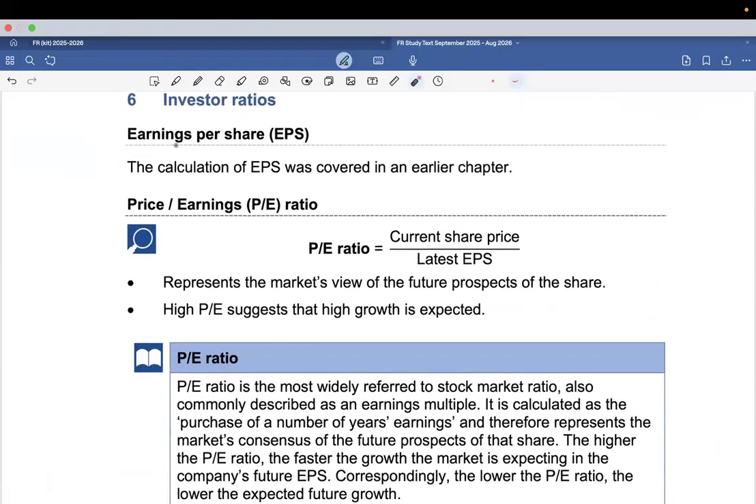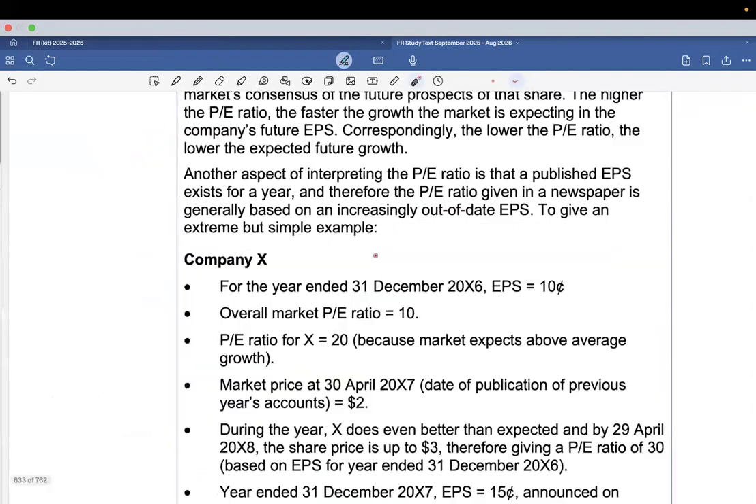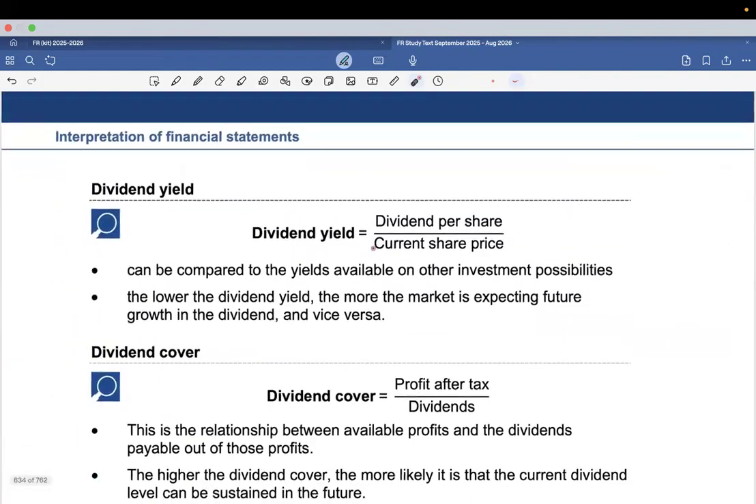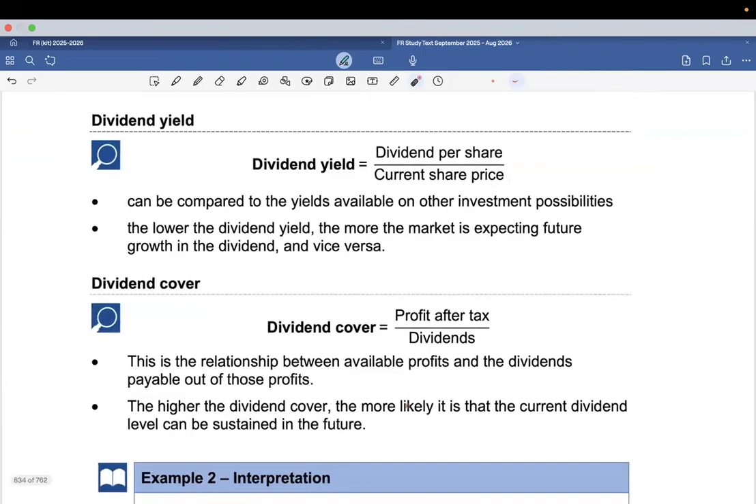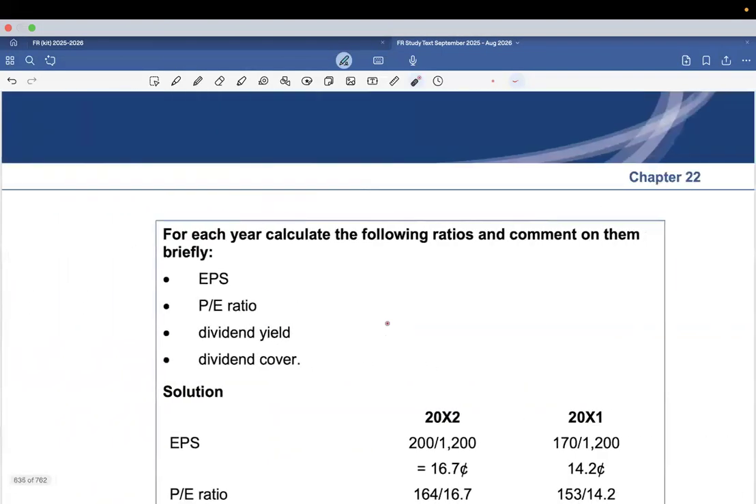Now, investor ratio EPS is something that we have already learned. Next is PE ratio, that is price earnings ratio. It is current share price divided by latest EPS. Understood? Okay, next. Dividend yield ratio. This is basically dividend per share divided by current share price. Dividend cover ratio means how much of the profit could be paid as dividends. So profit after tax divided by the declared dividends. Understood?